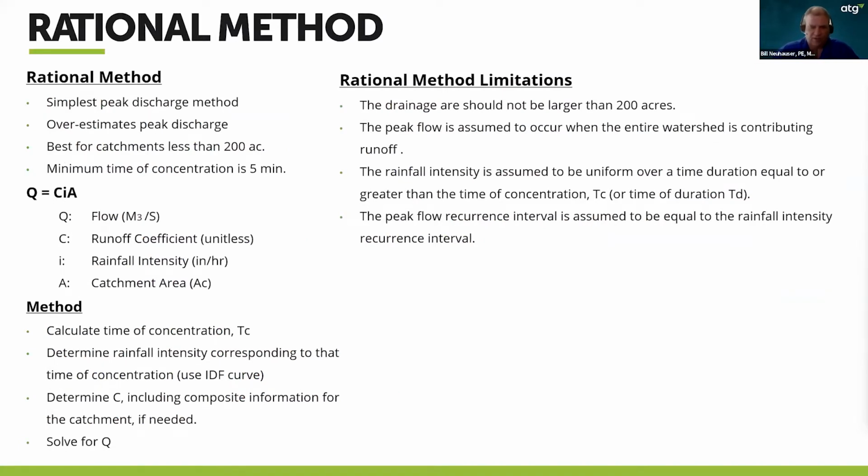Now I bring up the Rational Method. That's pretty common, and I bring this up because on the design we're working on here, everything is pretty much below 200 acres. Now, the whole site is like 1,500 acres, but each pond area is definitely not over 200 acres.